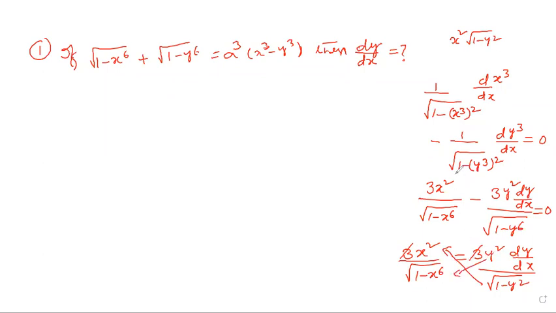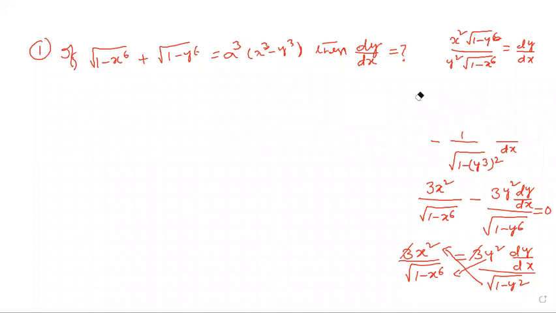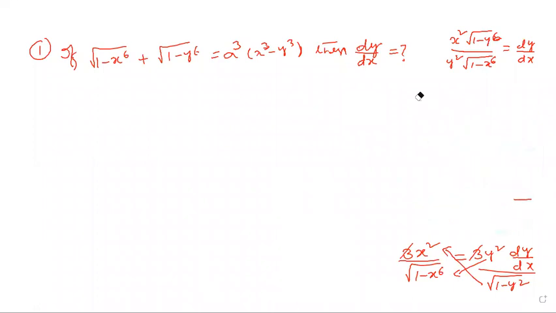This also cross multiplication by y² into root over 1 minus x⁶ is equal to dy by dx. Okay? The same answer I am going to work out by the short method. We can see the same answer we can get by this objective method. So no doubt about it.